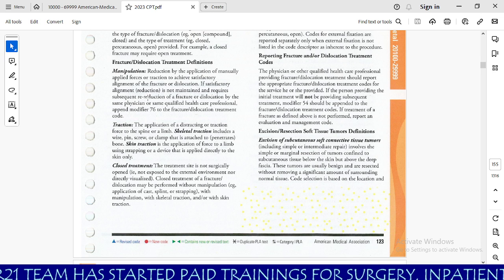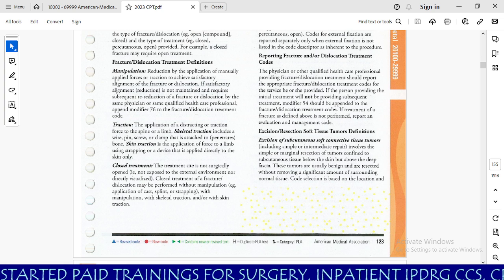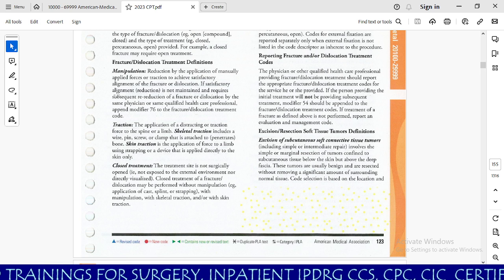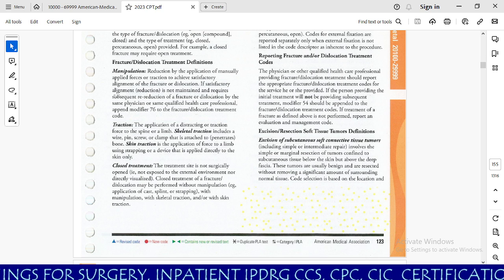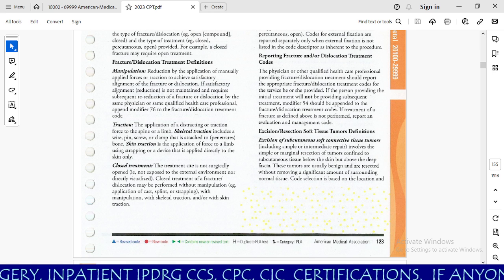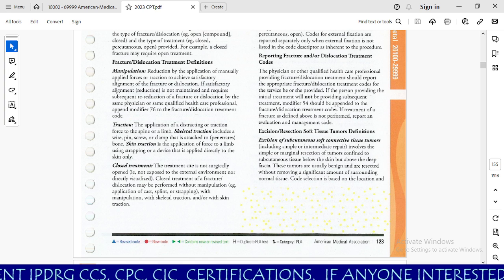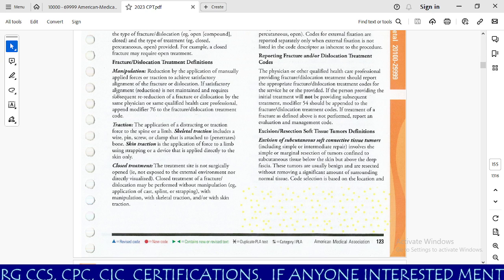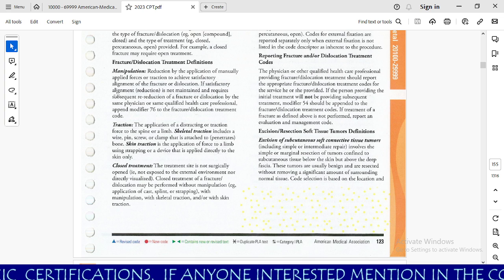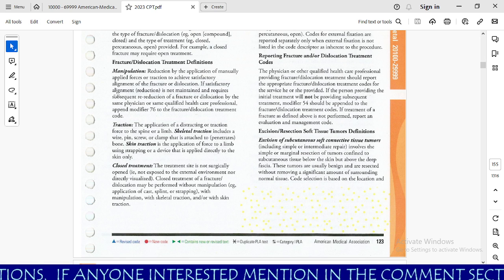So now we have completed manipulation. The important thing you need to remember here is that manipulation and reduction are both the same. If the documentation contains manipulation, you can take a reduction code. If the documentation contains reduction in the CPT code description, you can take a manipulation code. So if the fracture reduction is not satisfactory and the physician performs subsequent re-reduction, we need to append the 76 modifier, which we have seen is for a repeat procedure performed by the same physician.